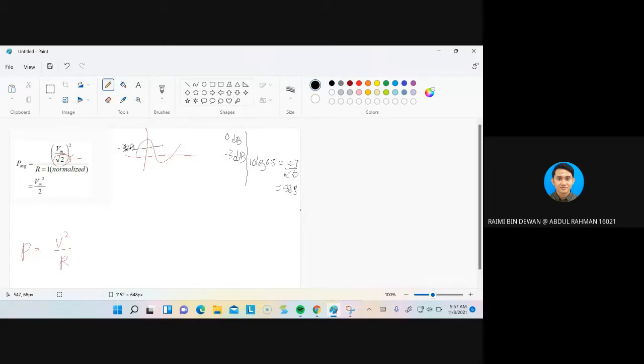Okay, so this is negative 3 dB. And then VRMS, you learn also VRMS. Okay, this is not 3 dB, sorry, it's going to the half of the value. Okay, so you learn about VRMS.